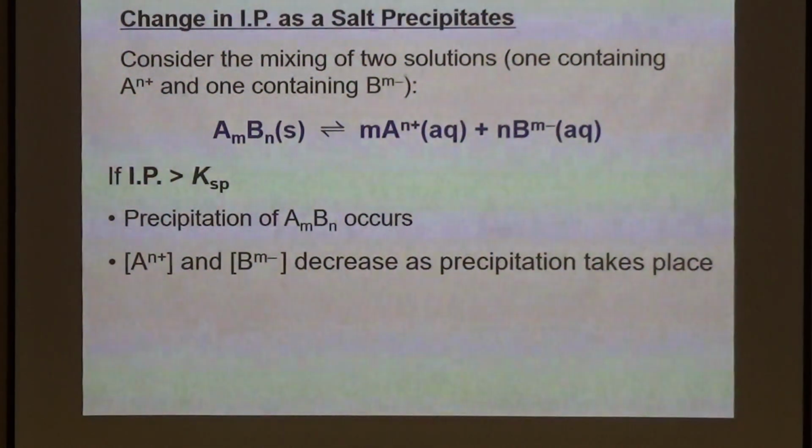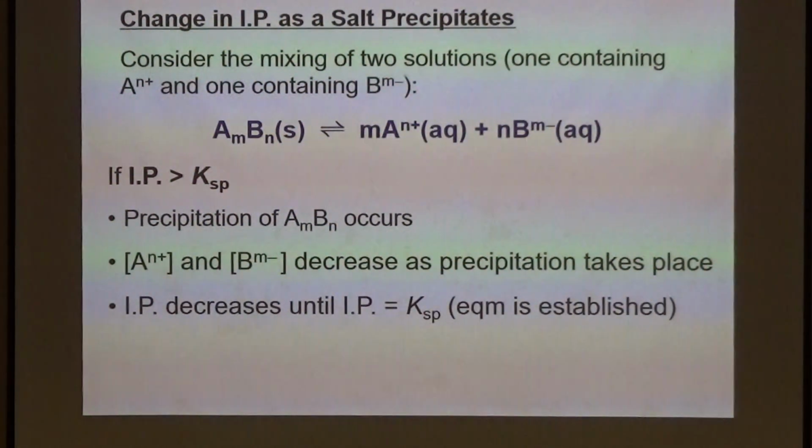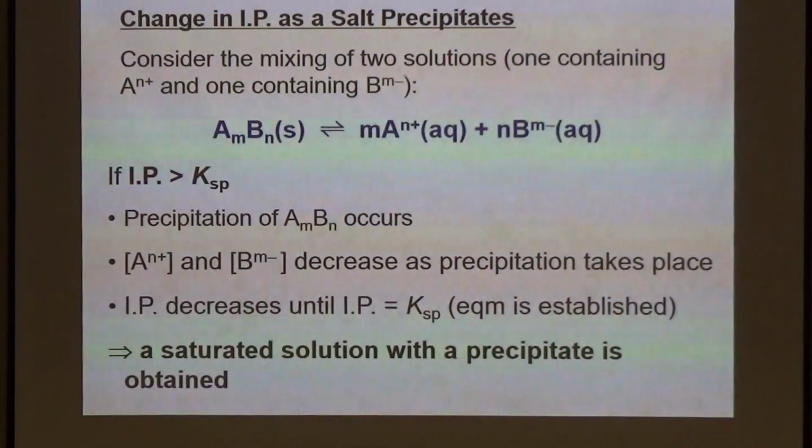Okay, then the concentration of the silver ion and the concentration of the chloride ion will decrease as the precipitation takes place until you reach a point where the ionic product decreases, right, until it reaches the KSP value. Okay, and then you have established equilibrium and you stop. So what you will then have is a saturated solution, saturated with silver ion, chloride ion, and with a silver chloride precipitate.